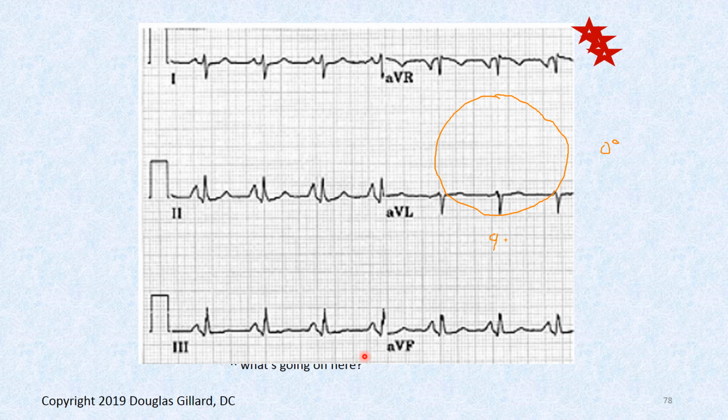There's 90 degrees. So that's a normal axis. Usually heads toward the southwest. All right. So what limb lead? We're going to find the axis of the heart. What limb lead are we going to look at? Good. Limb lead 1. All right.